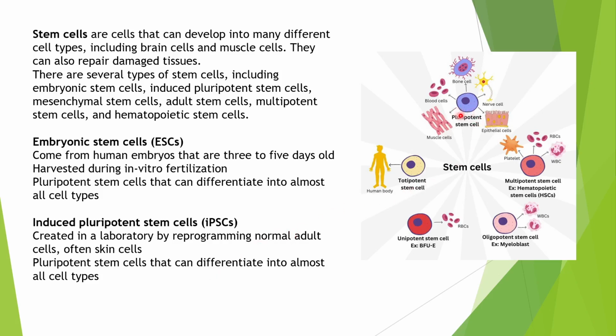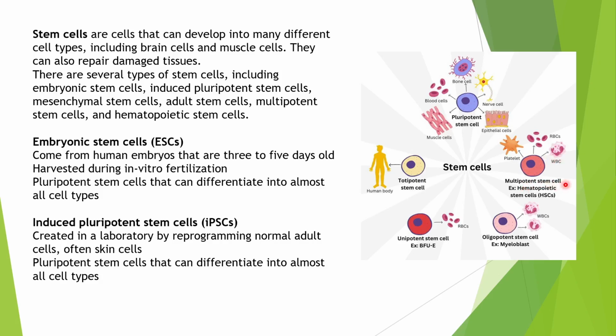So you can see pluripotent stem cells here. They can almost give rise to any type of cells, your bone cells, nerve cells, blood cells, epithelial cells, muscle cells, etc. Then you also have a totipotent stem cell. This can give almost every type of cell, but your totipotent stem cell can give rise to the entire organism. It has the capacity to become a complete organism.